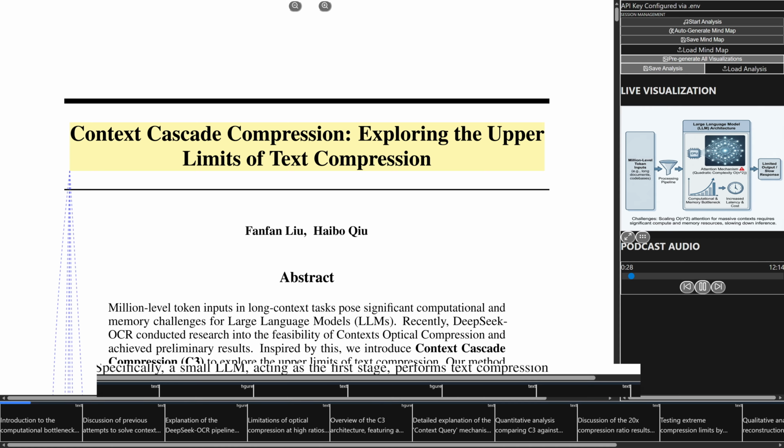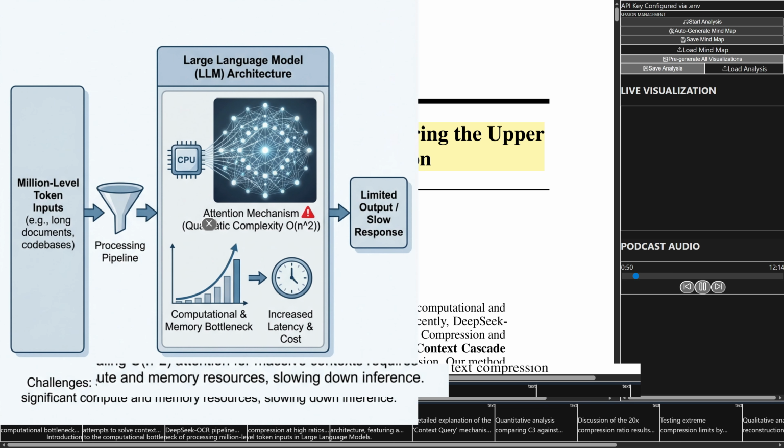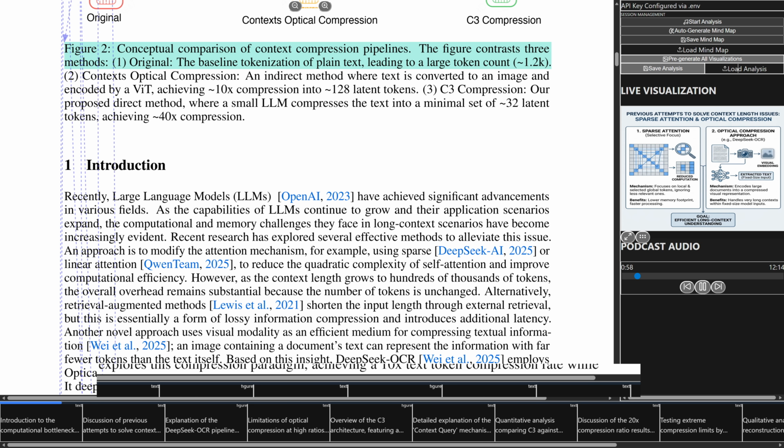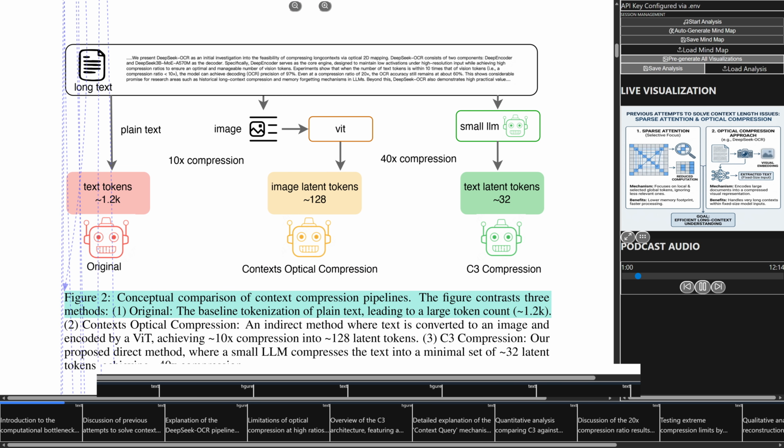So the industry's main approach to this has been something called context compression. Basically, how do we squeeze that entire book into a dense, manageable packet without losing the important stuff? And that's our mission for this deep dive. We're going to analyze two really advanced compression strategies. First, the previous state-of-the-art, Contexts Optical Compression, or DeepSeek-OCR. And second, the new breakthrough, the thing that really changes the game, Context Cascade Compression, or C3. We're going to get into the weeds, focusing heavily on the quantitative metrics. The numbers. The math. How high can we push that compression ratio while still getting almost perfect reconstruction?